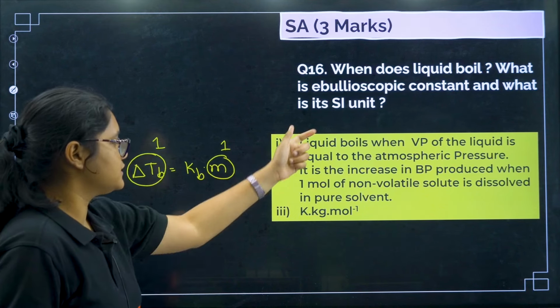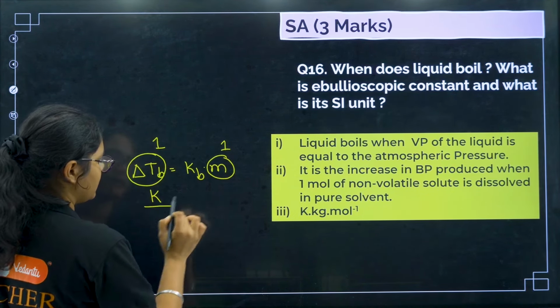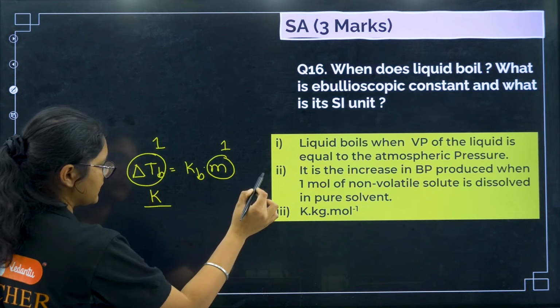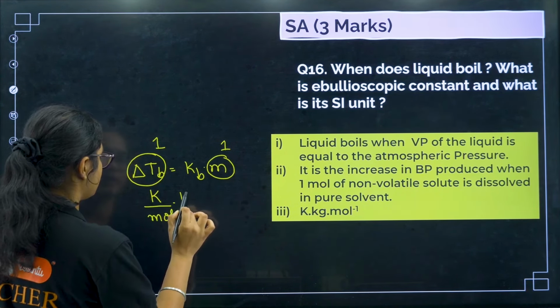Okay. Next, what is its unit? So it is Kelvin kilogram, K divided by moles per kg, right? So it will become K kg per mole.